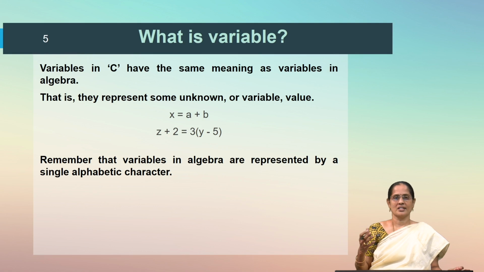What is a variable? A variable in C has the same meaning as a variable in algebraic expressions. In algebraic expressions, we use alphabets as notations, like x equal to a plus b, or z plus 2 equal to 3 into y minus 5. Variables are used in a similar way in C language, but there is one small difference: in algebraic notation we use only a single alphabetic character, but there is a way of defining variables in C language, which we will be learning.